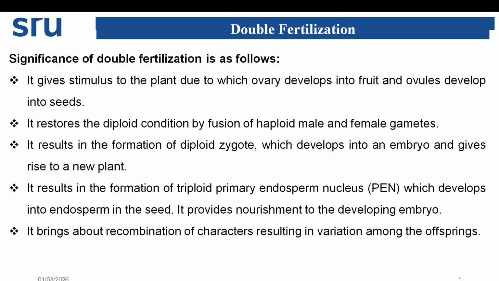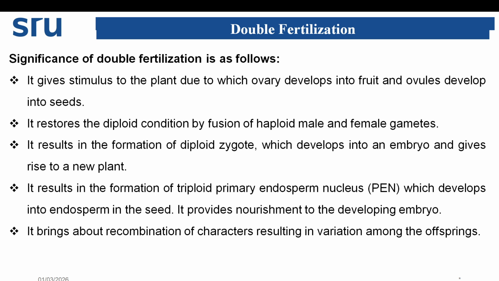What is the significance of double fertilization? It gives a stimulus to the plant, due to which the ovary develops into fruit and ovules develop into seed. It restores the diploid condition by fusion of haploid male and female gametes. It results in the formation of a diploid zygote, which develops into an embryo and gives rise to a new plant. It also results in the formation of the triploid primary endosperm nucleus, which develops into endosperm in the seed.